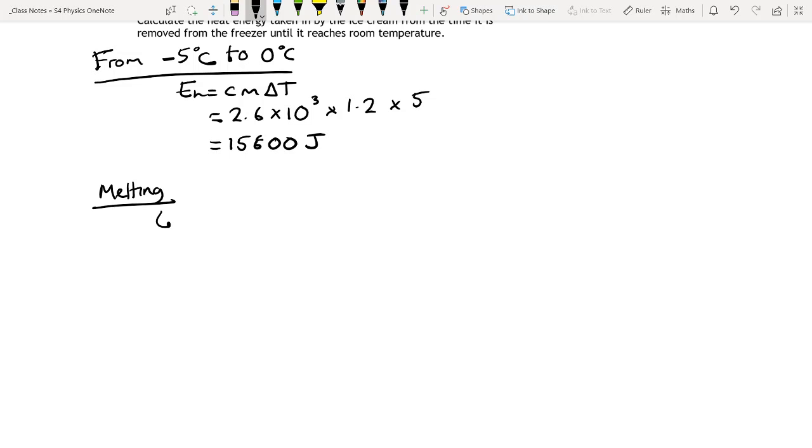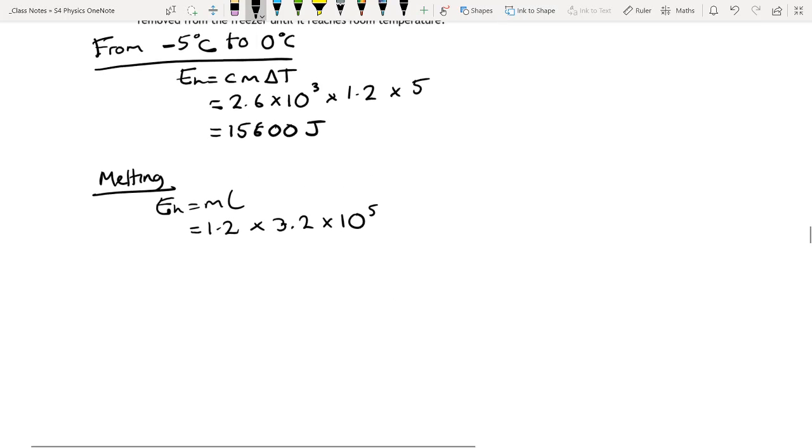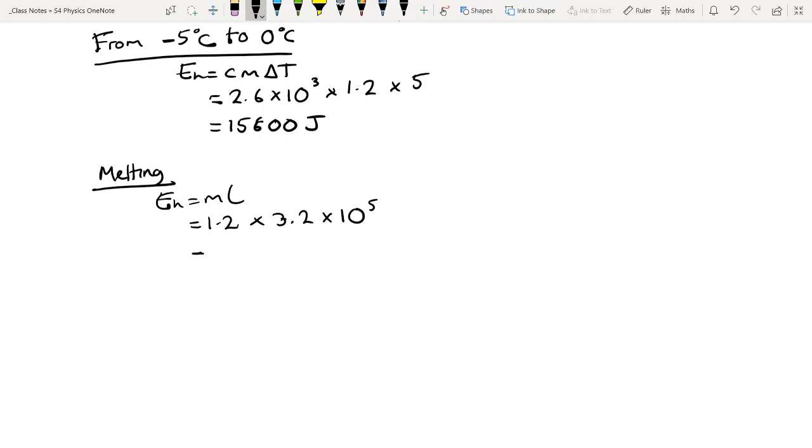Right, so melting, we have to use this equation, EH equals mL, because it's a change of state. So the mass is 1.2, and the latent heat of fusion of ice cream, because it's solid to liquid, is 3.2 times 10 to the 5. And that comes to 384,000 joules.